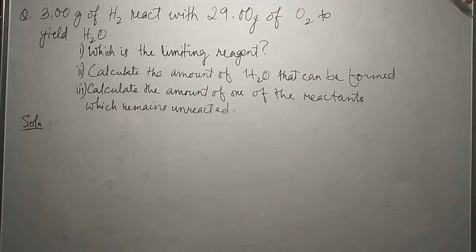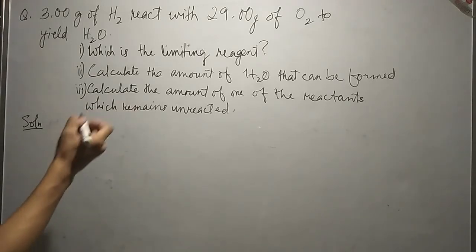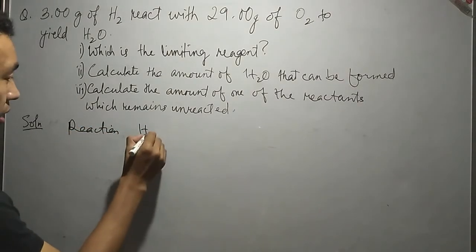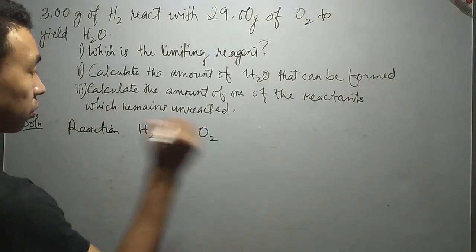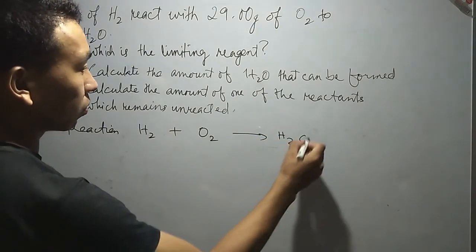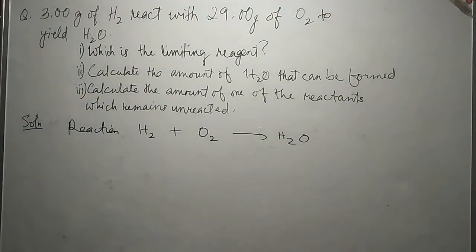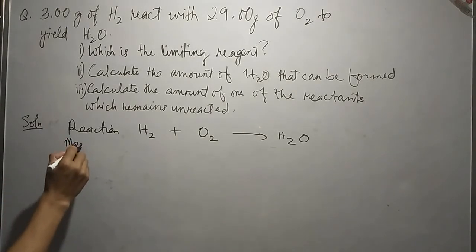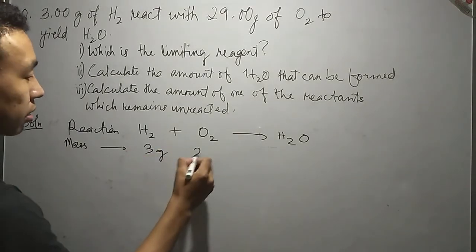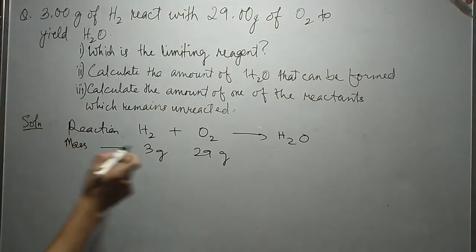Then the second question is: calculate the amount of water that can be formed. Third, calculate the amount of one of the reactants which remains unreacted. So our reaction is H2 plus O2. H2 reacts with O2 to give water. Here we're not balancing for now. The masses that we took for each reactant are 3 gram and 29 gram.